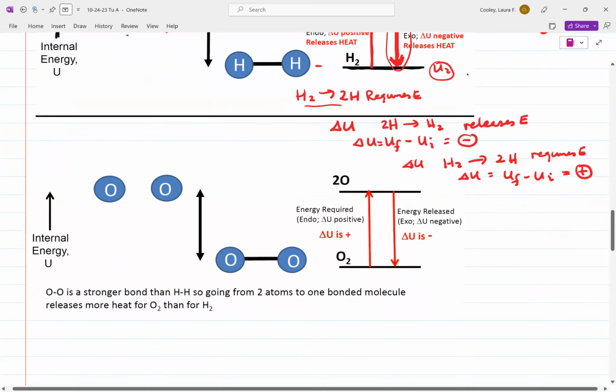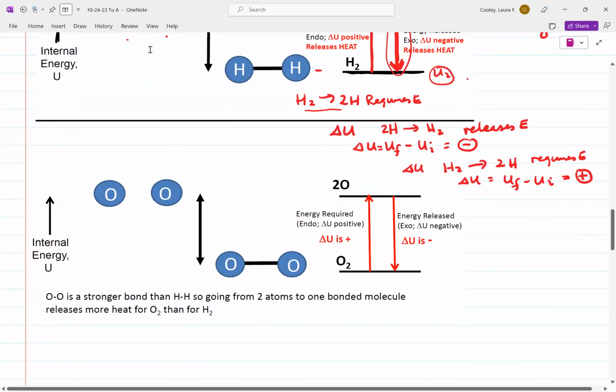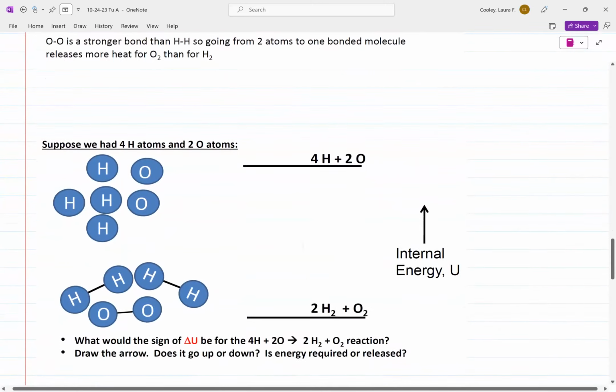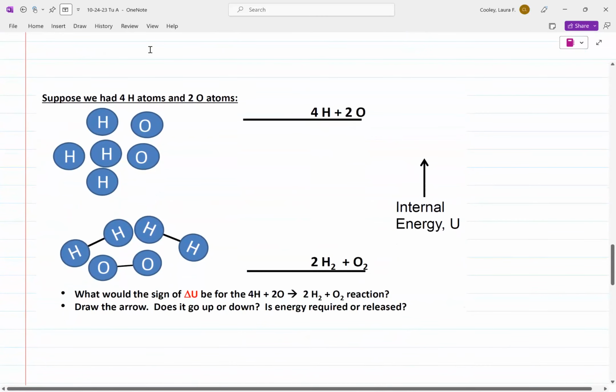And I could draw the same picture down here, okay? So U initial and U final are different depending on which way the reaction is going. Okay, so we've just figured out that separated atoms are higher in energy than when the atoms are bonded together.